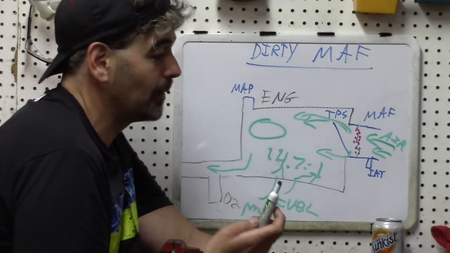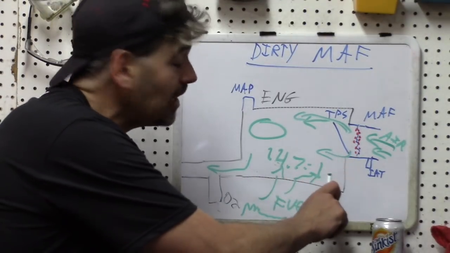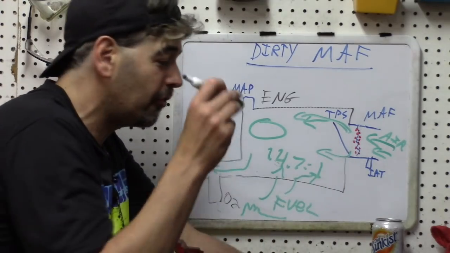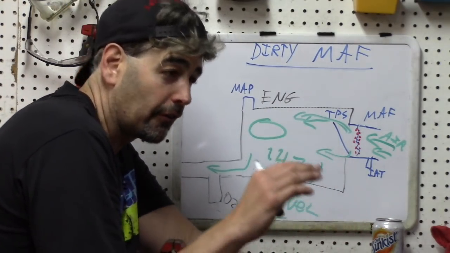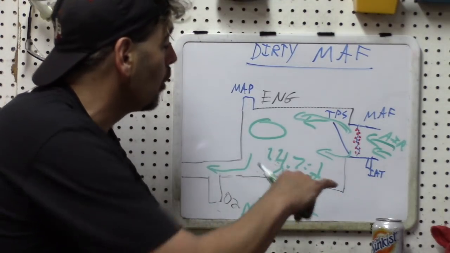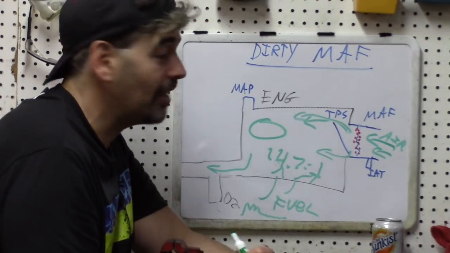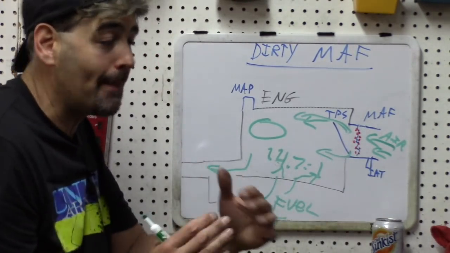I've never actually seen that happen. Usually you get the lean condition code first before you get that MAF so dirty that it actually has too low of a voltage or too low of a frequency to reach that threshold. Your threshold for the fuel trim is going to be much more sensitive than that for the frequency or the voltage on the MAF. So I hope that makes sense.